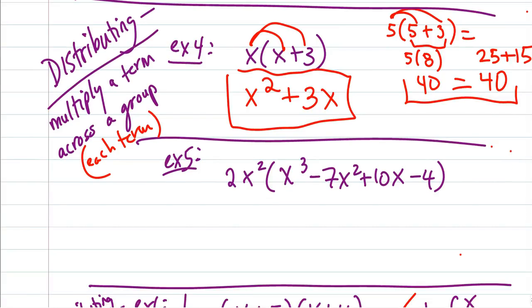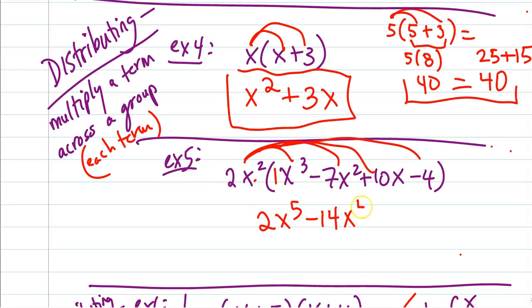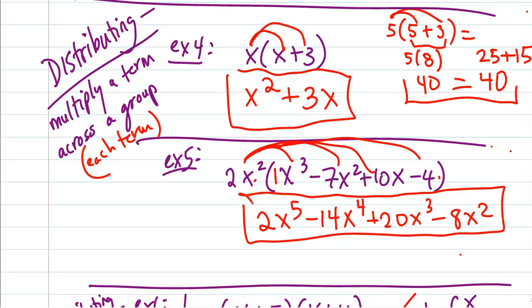Kick it up a notch. If I take this 2x squared and I distribute it, now what's it going to do? I'm taking this entire group and I'm multiplying it by 2x squared. Means that 2x squared multiplies across each term, across all the adding and subtracting. So 2x squared times x to the third, 2 times a 1, so remember there's an implied 1 there, would give me 2. X squared and x to the third should be x to the fifth, minus 2 times 7. X squared multiplies to give me x to the fourth. 2 times 10 gives us 20. X squared times x, I end up with 3 of them, and 2 times 4, negative 8, and there's just an x squared. So that term multiplies across everything in the entire second group.